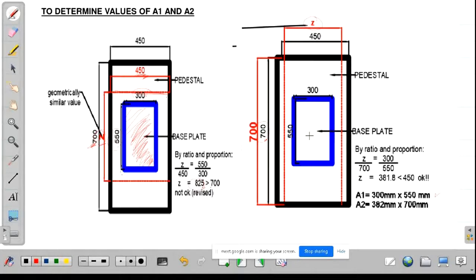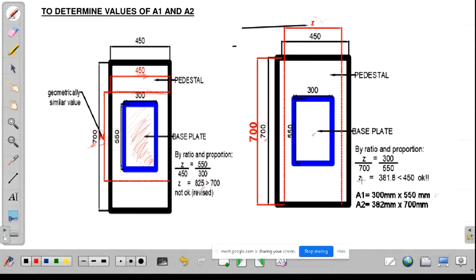Hindi pa natin alam yung dimension. Okay? So, nag-denote ako ng Z. And by ratio and proportion, makukuha din natin yung value ng Z. Since sabi nga natin, geometrically similar with this concentric area, which is the area of the base plate. So, pag nag-ratio and proportion ako, we have Z over 700 is equal to 300 by 550.